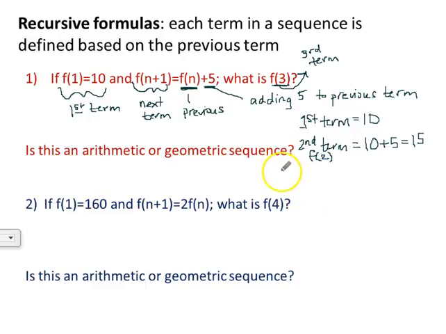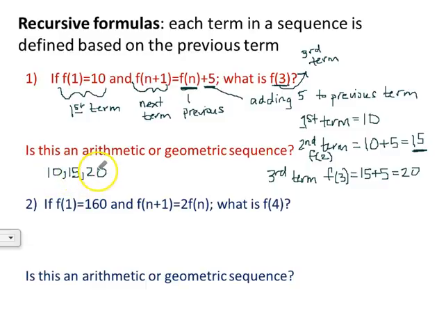And to find the third term, remember the fancy way of saying that is f of 3. That represents our third term. We're going to take the previous term, which was 15, and now we're going to add 5 to 15. And I get 20. So here I can see that my first term was 10, my second term was 15, and my third term was 20. So the formula was just telling us we take a term and add 5 to it.